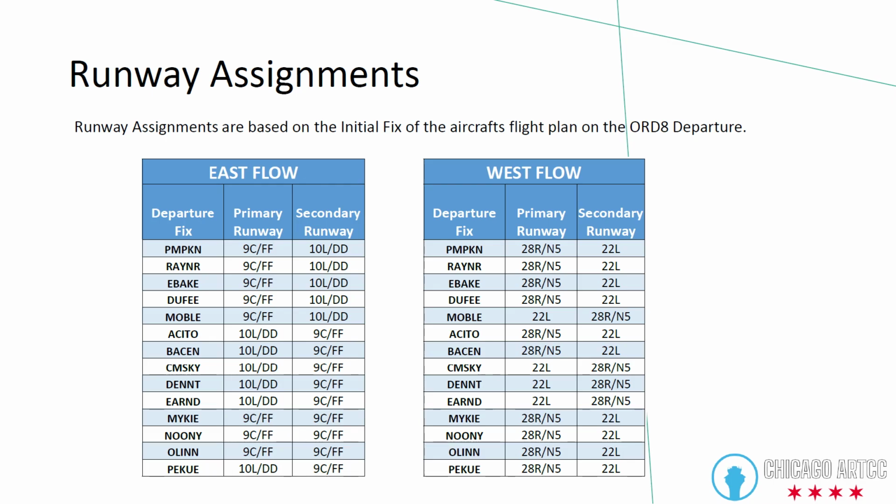Runway assignments are based on the initial fix of the aircraft's flight plan on the O'Hare departure, for any east flow and west flow. Now these are slightly dated. These were created when 9 center at Foxtrot was a primary in east flow because 9 right was under construction. So anywhere it says 9 center Fox, you could likely just instead say 9 right at Sierra Sierra. And so you can see the departure fixes, the first fix those aircraft have filed, and which runway they should be assigned in both an east and a west flow.